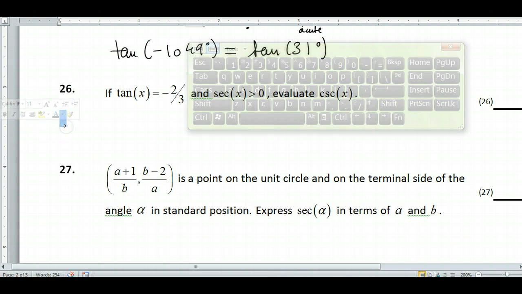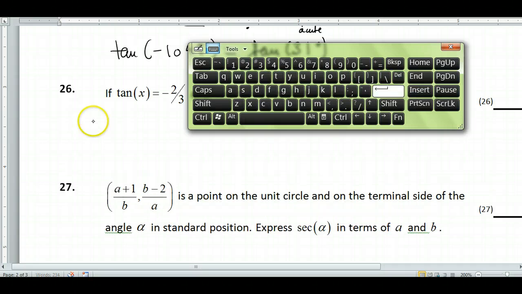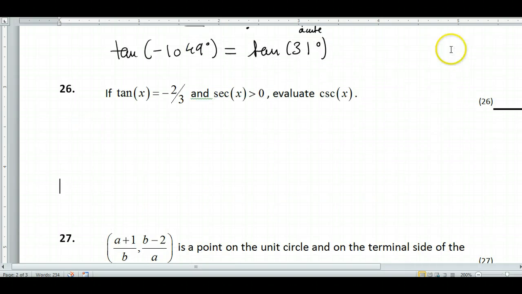Right here. And then tack. Yeah, that should do it. Okay. We've done plenty of problems like that. We know what to do.